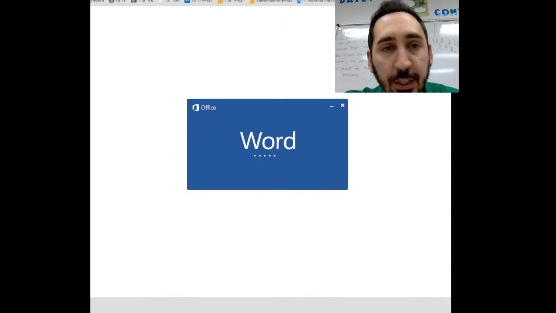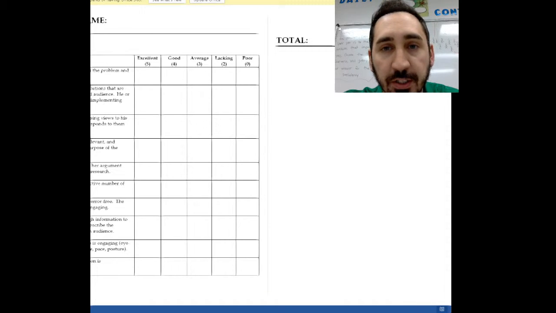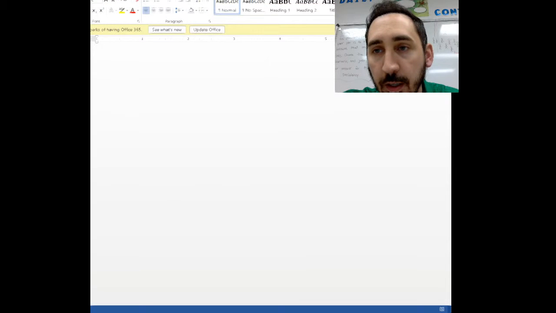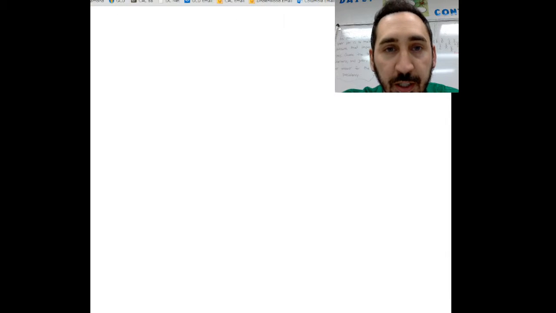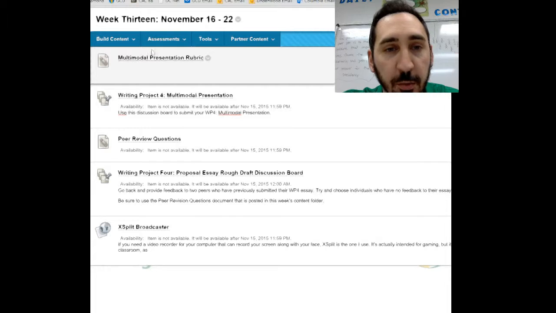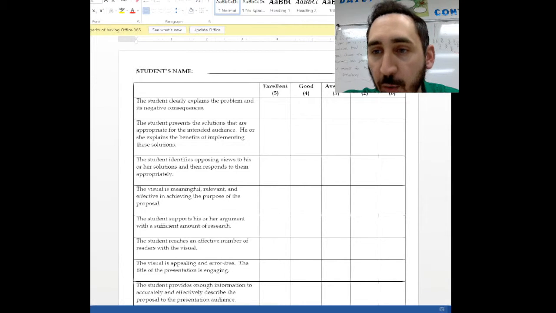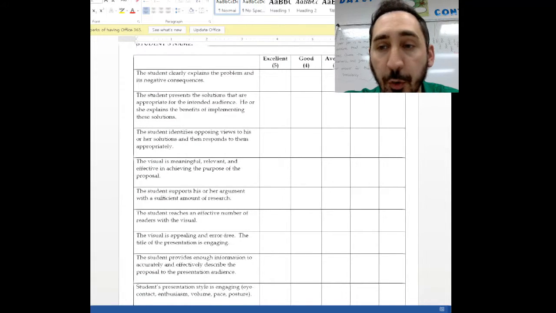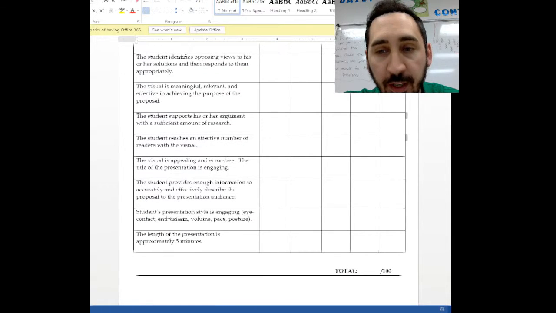So the things that you need to look out for, though, is the rubric, which is posted in the week 13 file. And let me go back to that so I can show you again. It's the very first item, the multimodal presentation rubric, and it'll open up a Word document. And in that Word document, it gives you all the things I'm looking for. So the bottom line, probably the most important thing, is the 5 minutes. That is the length of time that we're shooting for this presentation.